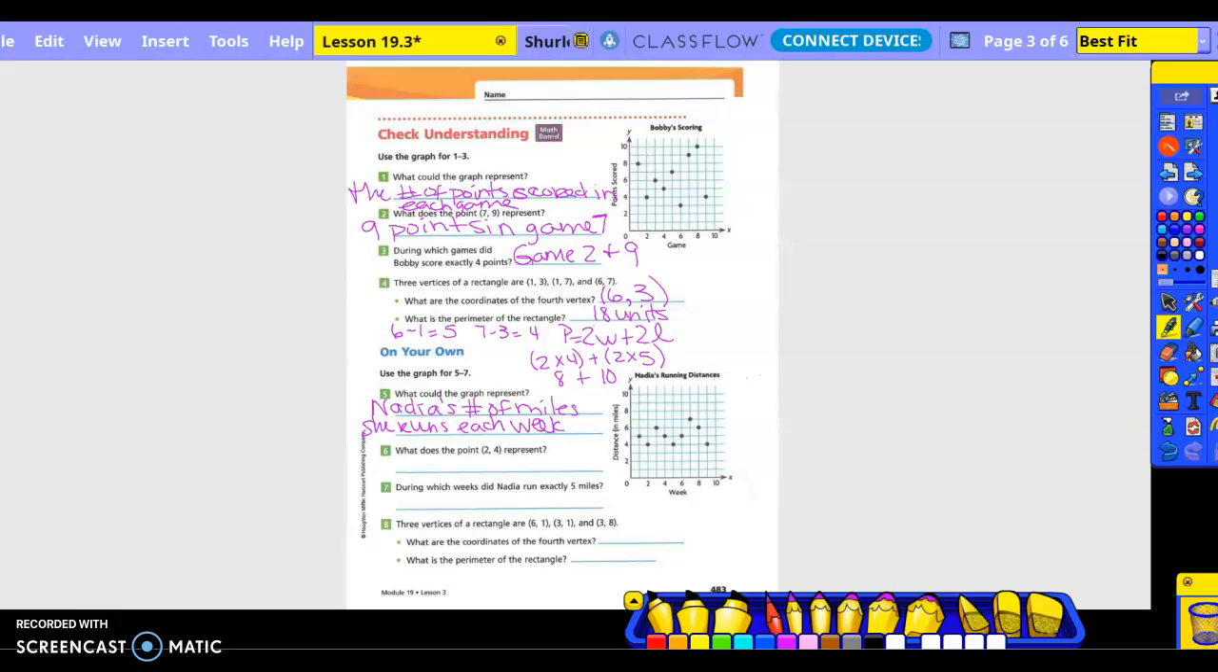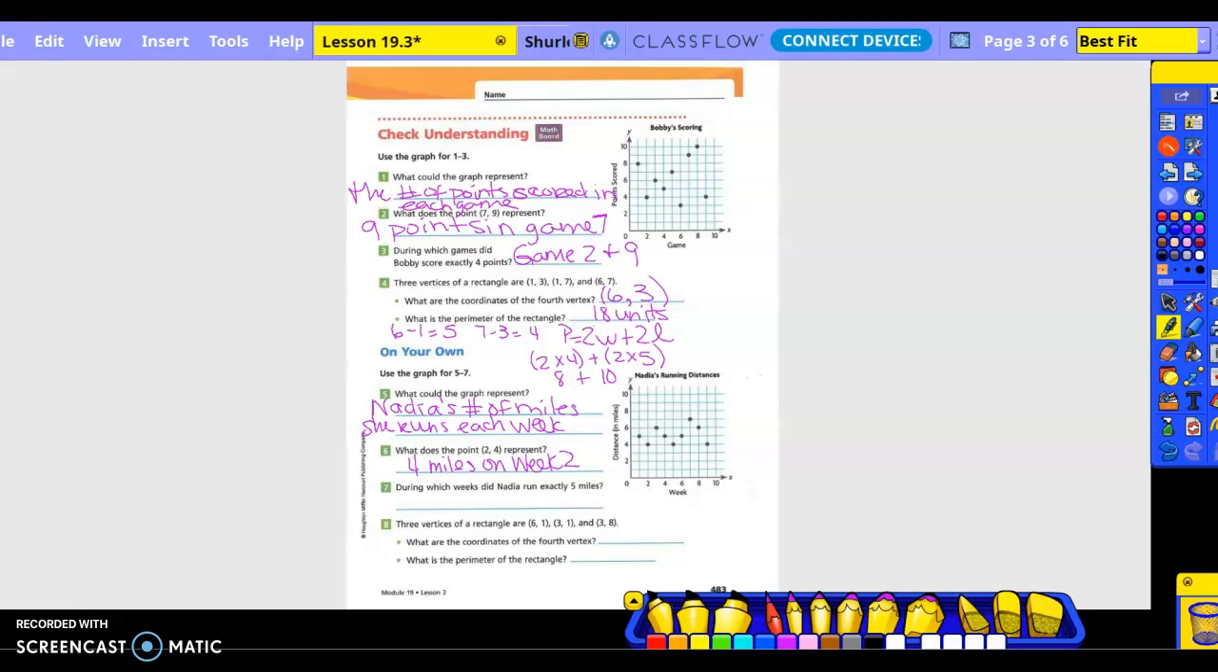Okay, what does the point (2, 4) represent? So we would go over to the right 2 and up 4. So 4 miles on week what? 4 miles on week 2.